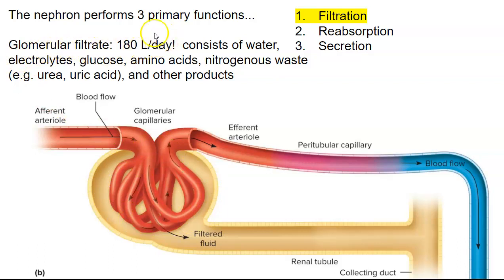Astonishingly, there's 180 liters of glomerular filtrate produced each day. 180 liters, that's about as much water as you would have in your bathtub if you were taking a bath. So your kidneys are certainly not lazy organs.